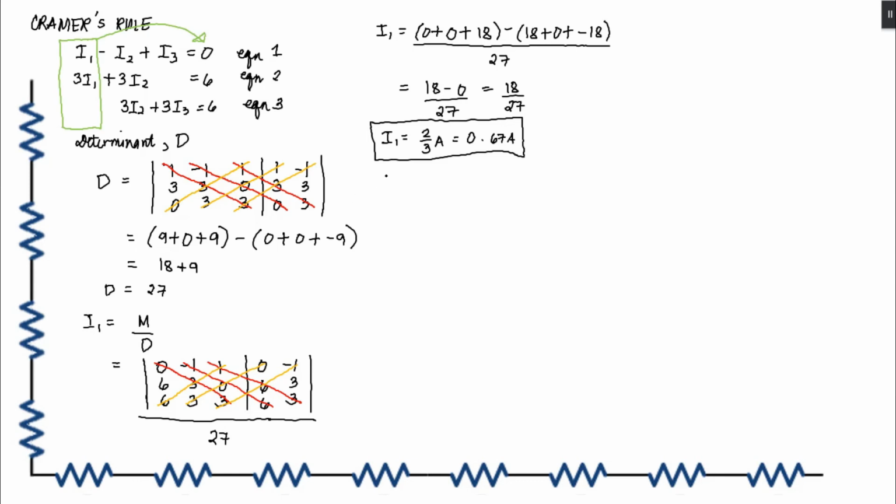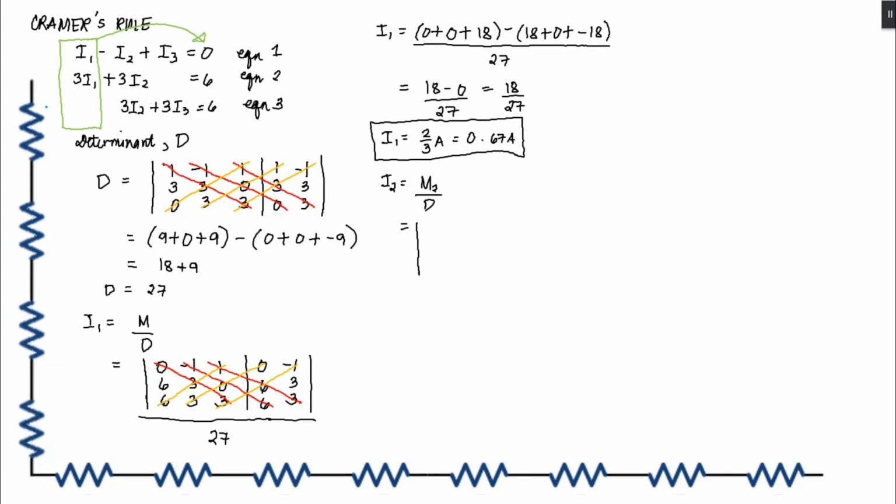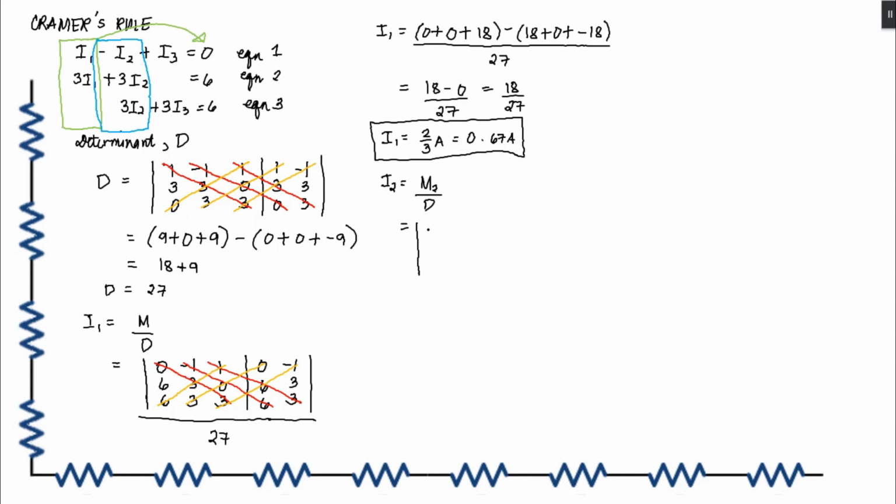Same pa rin po na process. I sub 2 equals your matrix para sa 2 mo over your determinant. Ang buhaton na po na to karon, kasi since I sub 2 ang ginapangita, yung mga coefficients natin for I sub 2, i-replace natin sa mga values na natagpuan natin sa right-hand side of the equation. Ano po yung mga coefficients? Ito po sila, oh. Ayan. So, copy lang natin yung first column kanina.